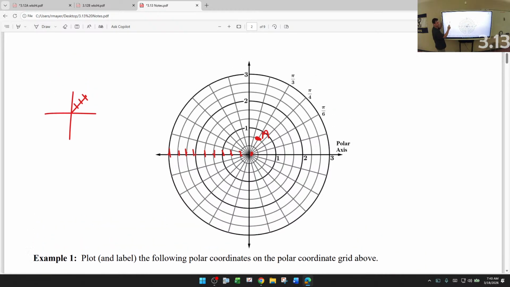Again, that's what I would do without the circle, just going 2 units. So 1, 2. Let me erase this. 1, 2, pi over 3. Point A. So the angle's telling you which way to go, and R's telling you how far out you have to go.